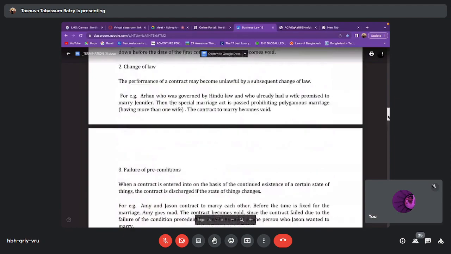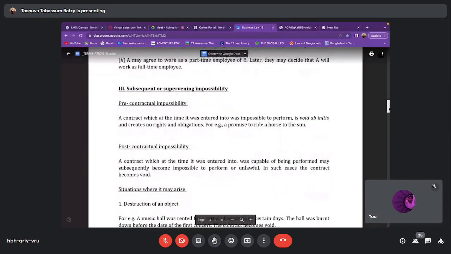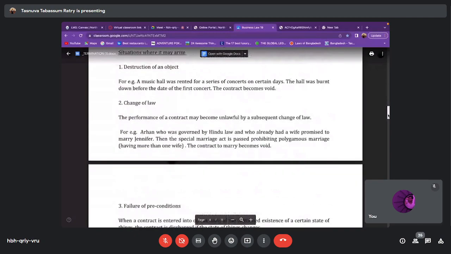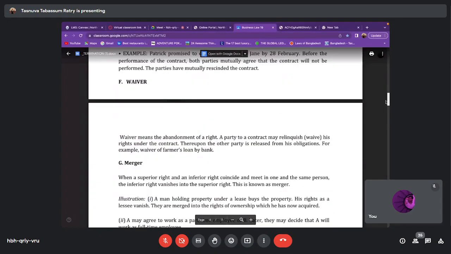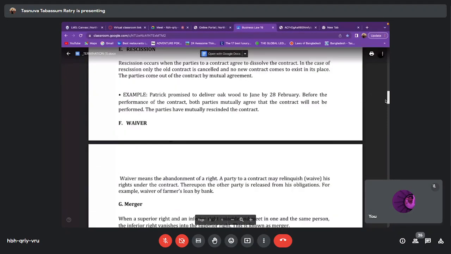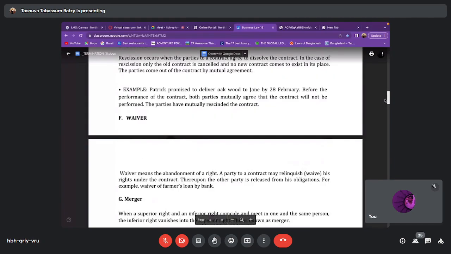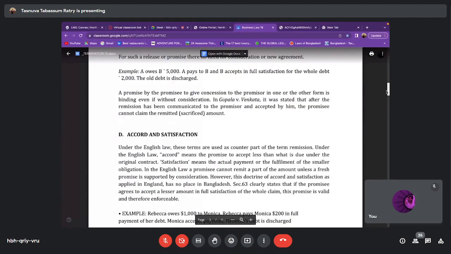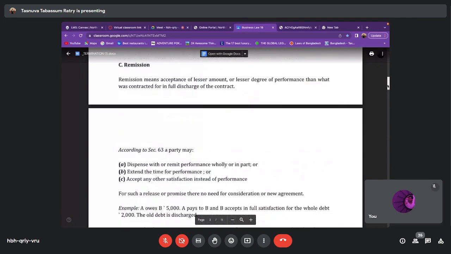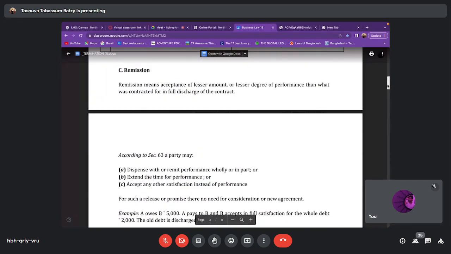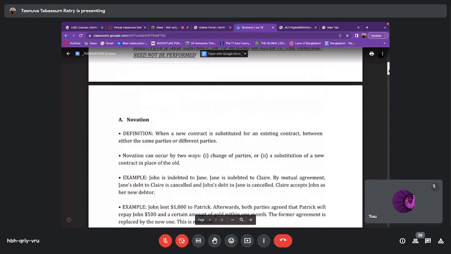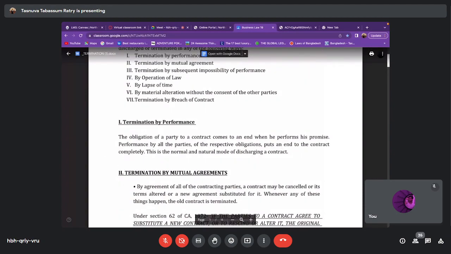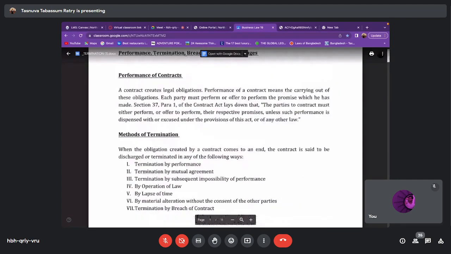এছাড়া টার্মিনেশন বাই সাবসিকুয়েন্ট অ্যান্ড সুপারভিনিং ইম্পসিবিলিটির মধ্যে পোস্ট কন্ট্রাকচুয়াল ইম্পসিবিলিটি যে সিচুয়েশনগুলো, ওটা আপনারা ভালো করে পড়বেন। দেয়ার 5 সিচুয়েশনস, গো থ্রু ইট থরোলি। অ্যান্ড বাকি আমরা যে মিউচুয়াল এগ্রিমেন্টের জন্য যে সিচুয়েশনসগুলো পড়েছি, ইউ ডু নট নিড টু গো থ্রু মার্জার, ওয়েভার, অ্যাকর্ড অ্যান্ড স্যাটিসফ্যাকশন অ্যান্ড রেমিশন। জাস্ট স্কিম থ্রু করে পড়বেন বুঝার জন্য যে রেমিশন, অ্যাকর্ড, স্যাটিসফ্যাকশন, মার্জার, ওয়েভার মানে কি। এছাড়া বাকি অল্টারেশন, নোভেশন, রেসেশন, what is termination by mutual agreement, go through that, what is the definition, and termination by performance মানে কি, you already know that, so just go through this.